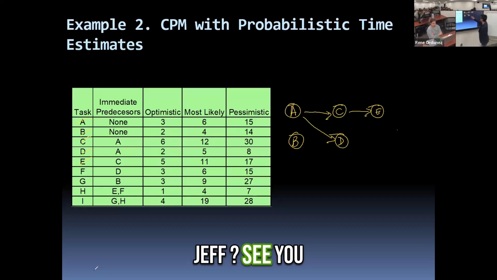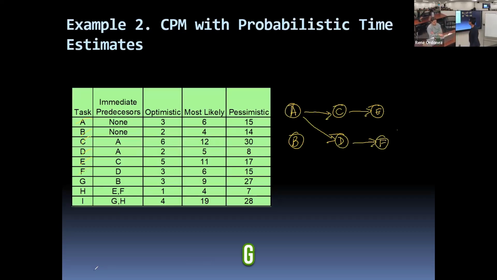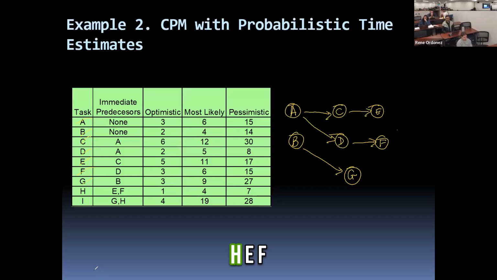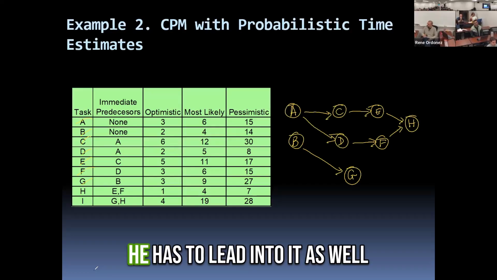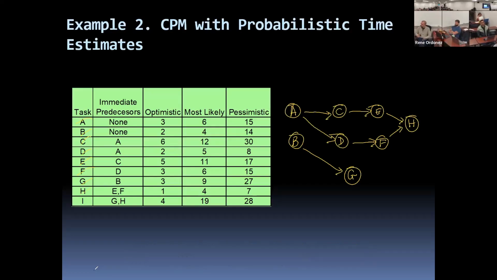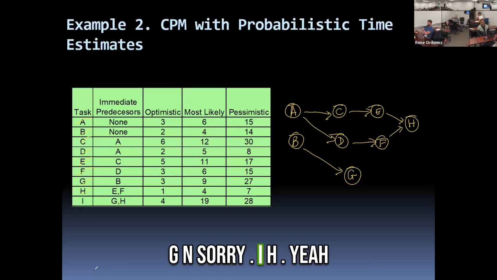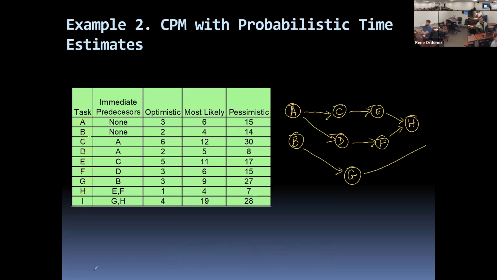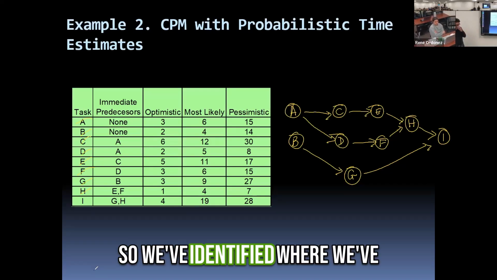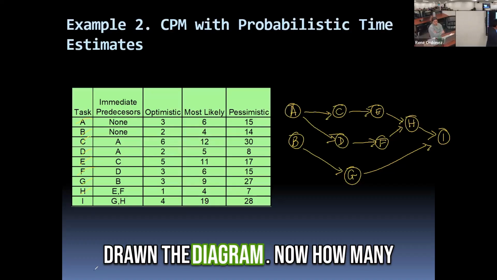F, D, G, B, H, E, F together, and E has to lead into it as well. G, no, sorry, I. H. Yeah. Okay. So we've drawn the diagram.